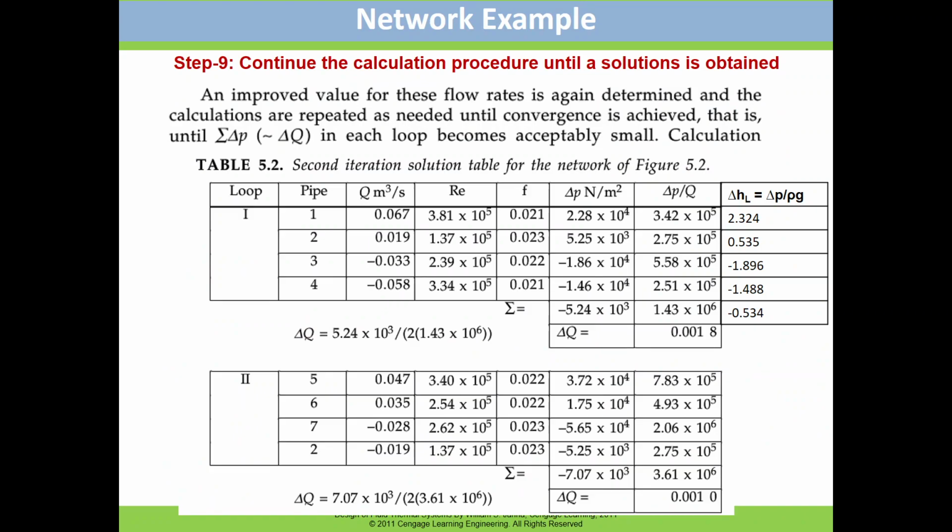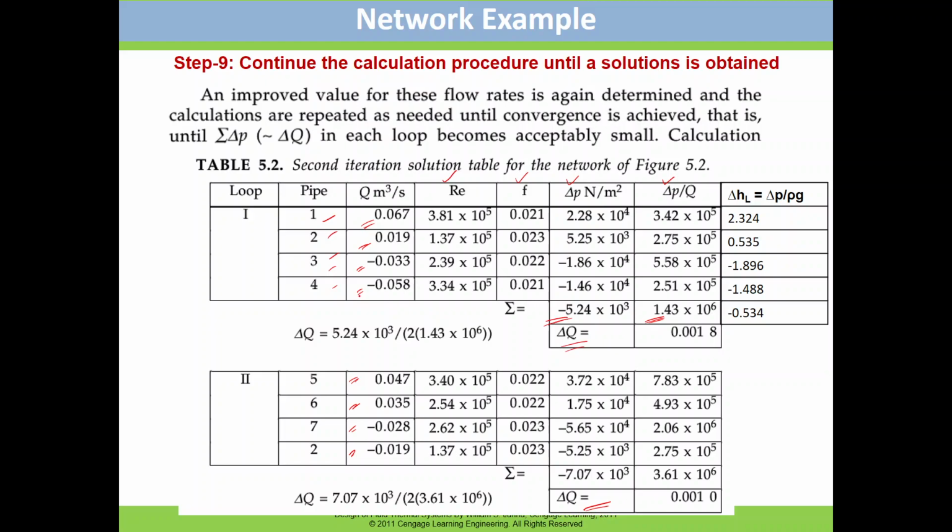Okay, so after that we can continue and do another iteration, because now we can put the new value of q in the table. So these are the new values of q, and then we can do the same thing: find the RE, find the F, and find the delta P, because the Q values have changed now. Then you find the delta P over Q, find the summation for Q and summation for delta P over Q, and then find the delta Q for the second iteration, and similarly you will do the same thing for this also.